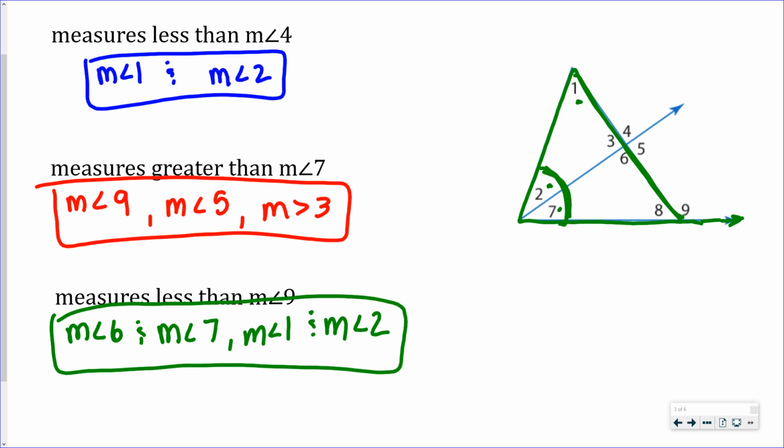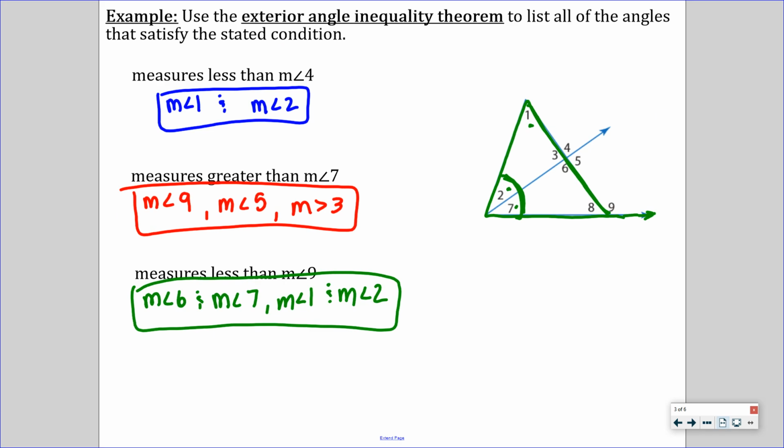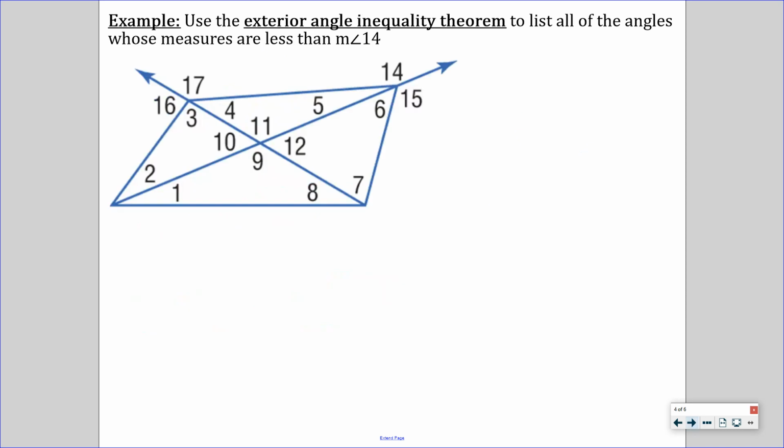Okay, yes? Could you also put measure of angle 8 for 9? Oh, technically yes. But they only want using the exterior angle inequality theorem. Yeah, I see what you're thinking here. You don't need to go that far. Okay.